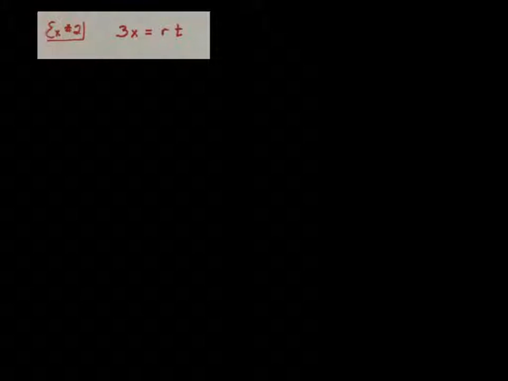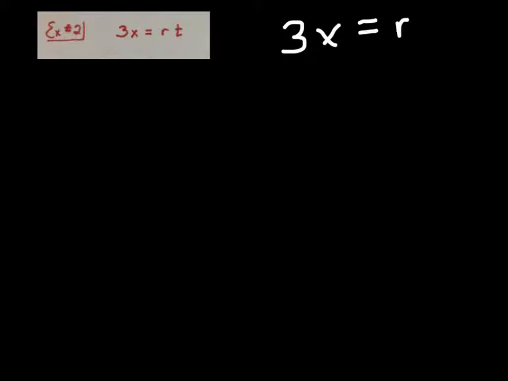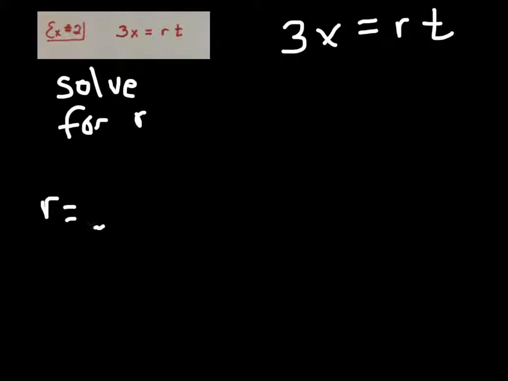Second question here, I've got 3x equals RT, and for this problem I'm going to ask to rearrange, and I'm going to say it in a different way. I'm going to solve for R. What that means is I want to get the R alone. So the R has to be all by itself and other stuff has to be on the other side. Doesn't matter if the R is on the left or if the R is on the right.